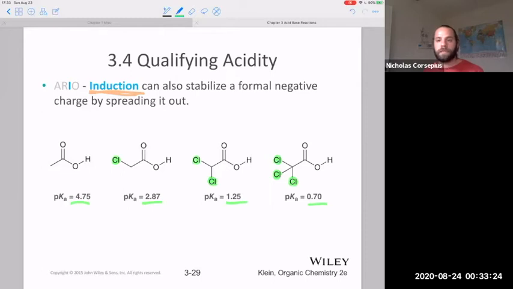Right, so which one of these is the strongest acid up here? Remember, strong acid means low pKa. So the presence of these 3 chlorines is really what's making this so much stronger than acetic acid. So if I'm going to draw my conjugate base again.